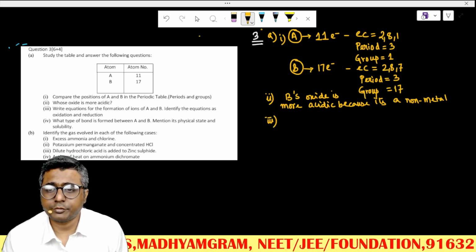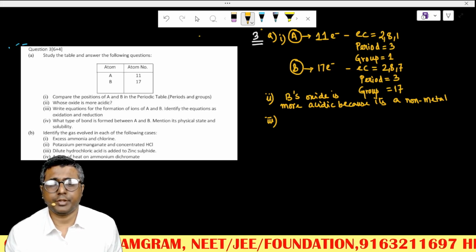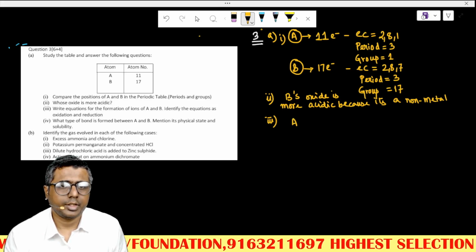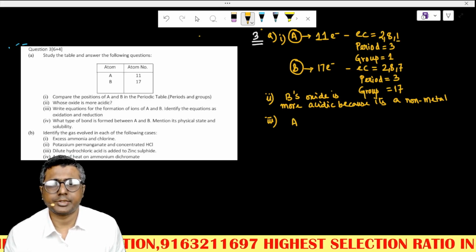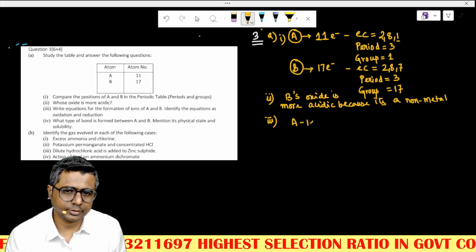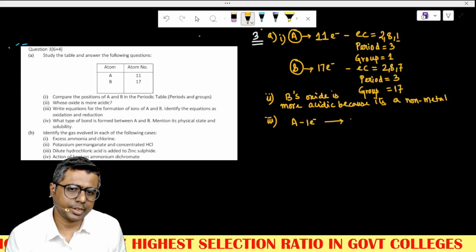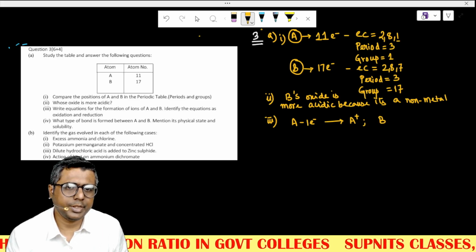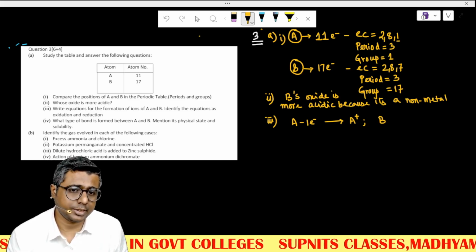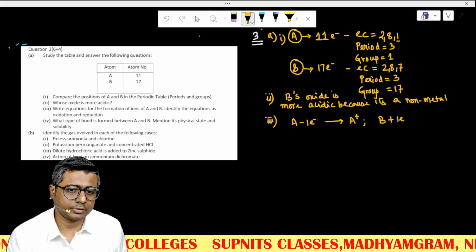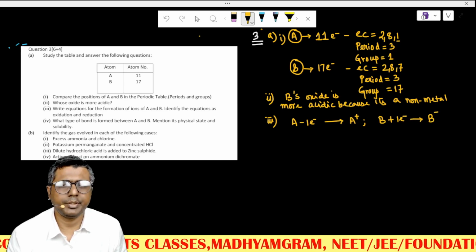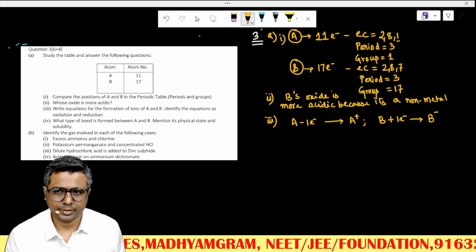Number 3. Write equations for formation of ions of A and B. So if you see A over here, A has one electron in its valence shell, so it will lose that electron and will form A plus. What will happen to B? B has 7 electrons in the valence shell, it will add 1 electron to its kitty and it will become B minus. Clear?